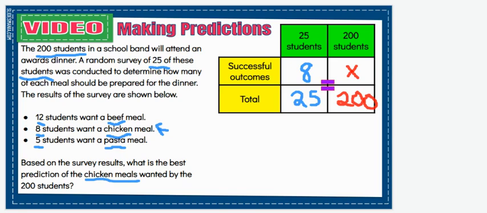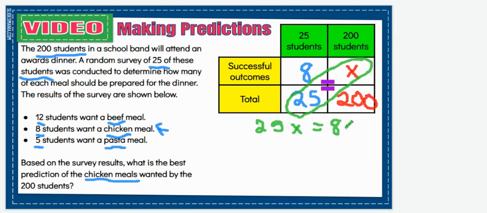So there are two different ways we can do this: we can do a scale factor, or we can do cross products. So I'm going to go ahead and do cross products here, and we're going to end up multiplying 25 times X and set that equal to 8 times 200.